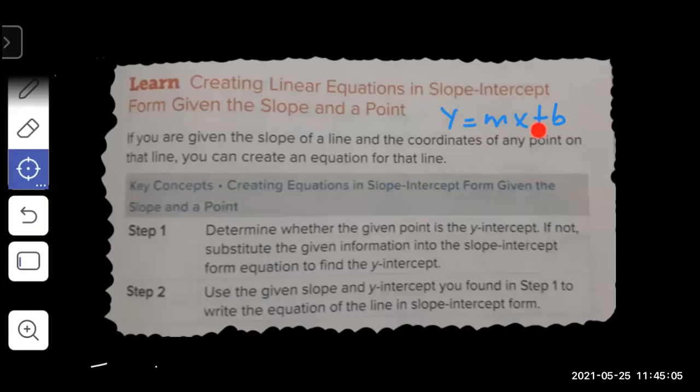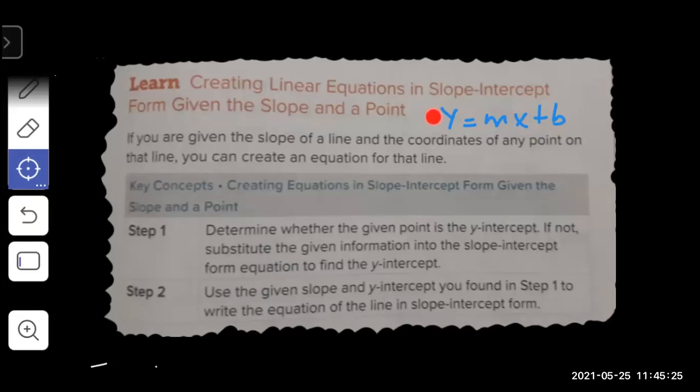This is the slope-intercept form, okay? It's when we have solved for y, and we got y equals mx plus b. What does m represent? Slope. And what does b represent? The y-intercept. Excellent. Thank you very much. Okay, this is what we're going to do, guys.